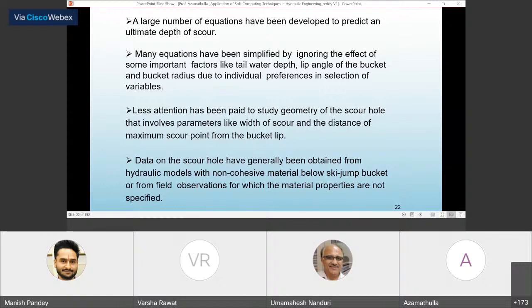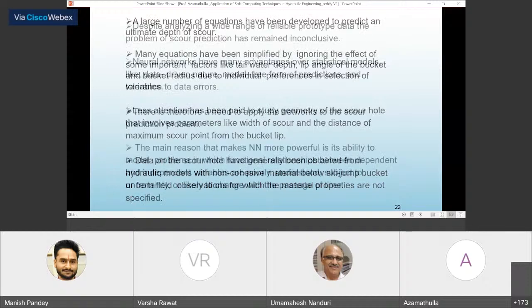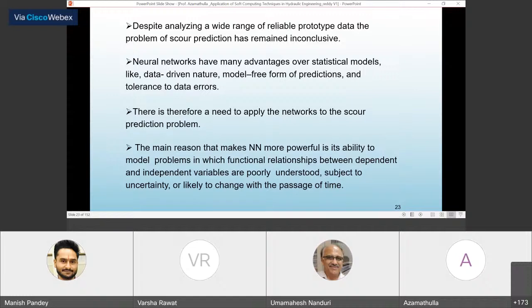Another problem is several conditions, so many effects are ignored, as I told. Less attention has been paid to this. Therefore, whenever the problem is very complex, even numerical models, which my students have tried, give only depth. So here I have considered plunge pool depth, width, and location of scour. Okay, you can skip. These are the importance of neural networks I am showing, why I considered them.